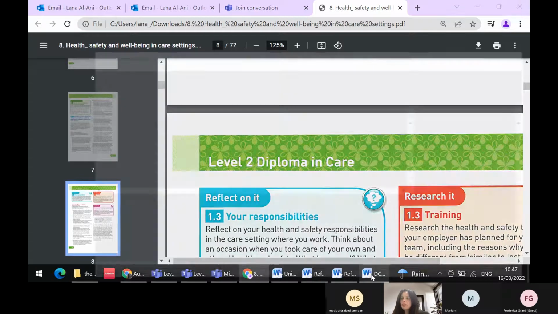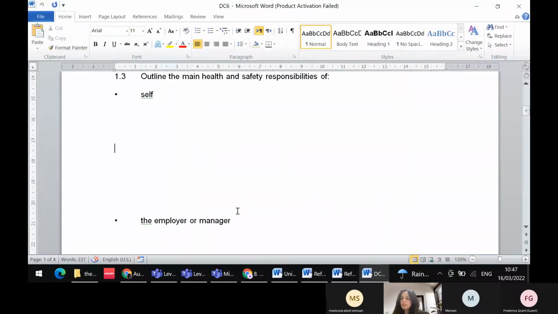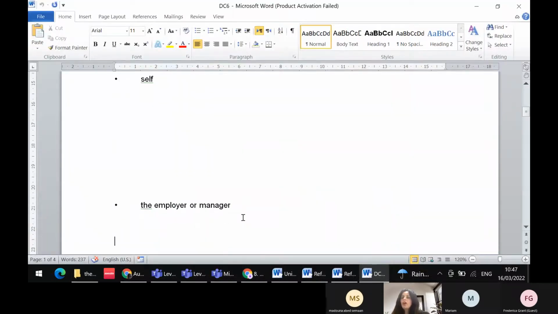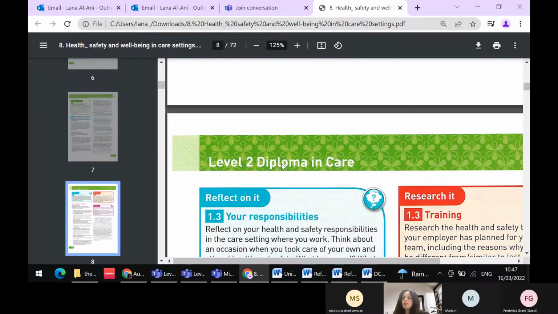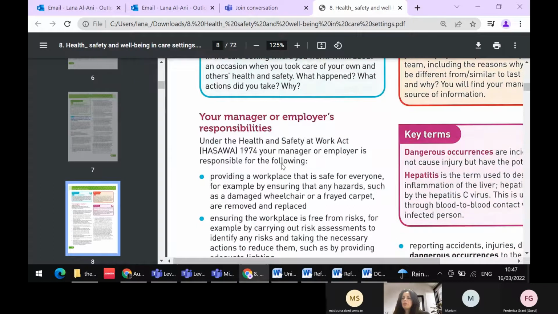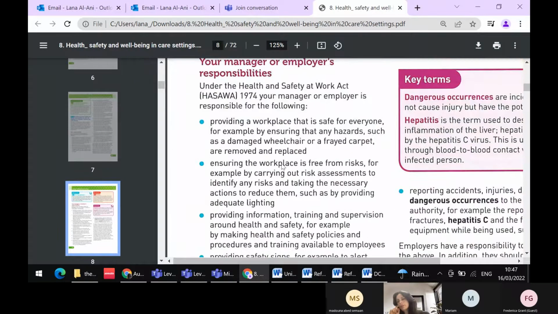How about the other part of the question? I need you to do it yourself. What's the employer or manager responsibilities? What do you think your manager would be? What's your manager's responsibilities? My manager's responsibilities under the Health and Safety Act 1974 is, can you tell me?